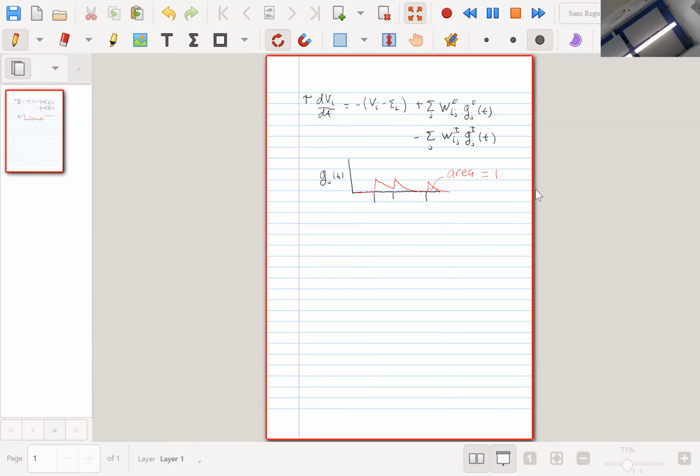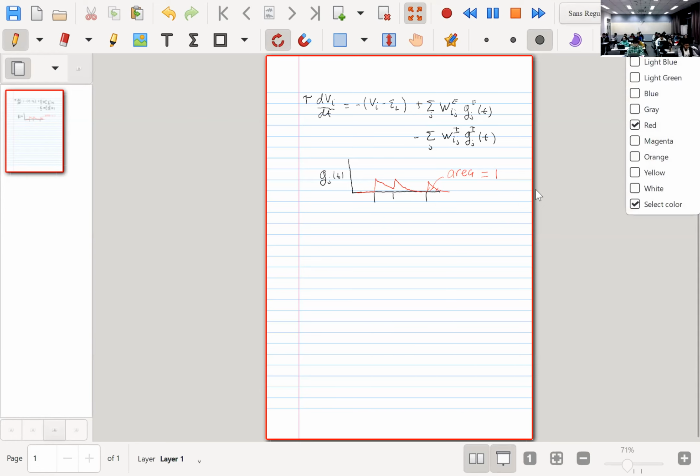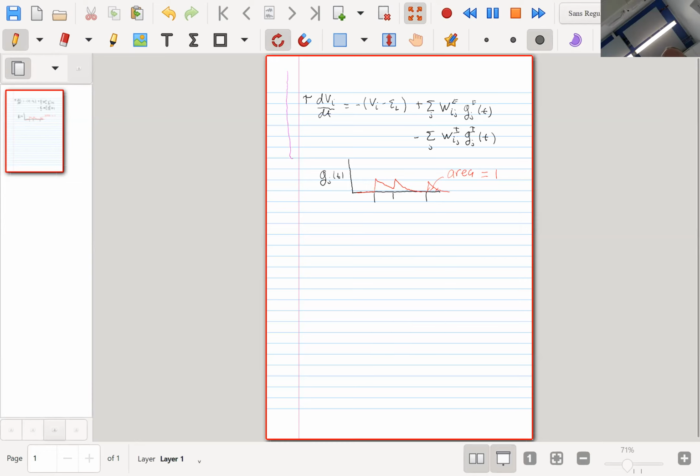Okay, let's get started. So where did we leave off last time? So we're dealing with sort of the equations we're going to use to describe neurons in some large network.